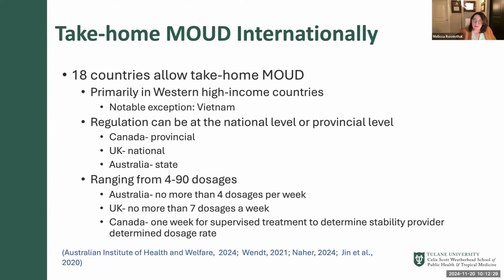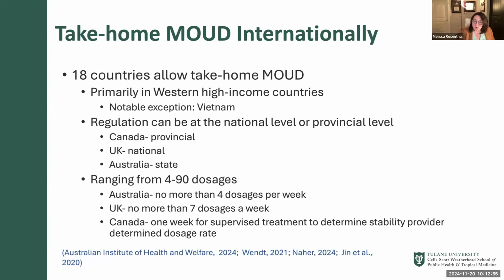It's also notable that regulation can be at many levels of government and differ from country to country. Normally, it's either at the national or provincial level. Some countries do this at the state level. Canada does this by province, the UK nationally, Australia by the state. And there's been ranges of dosages from anywhere from 4 dosages per week all the way up to 90 dosages per week.